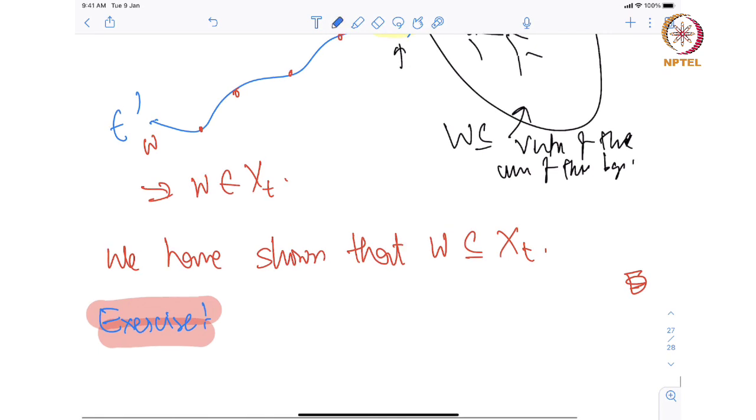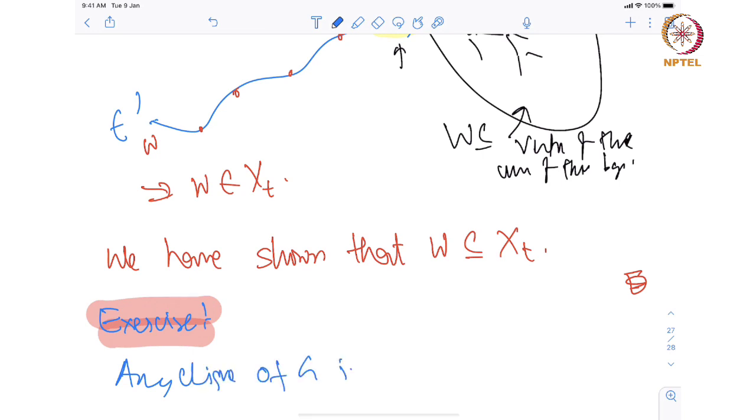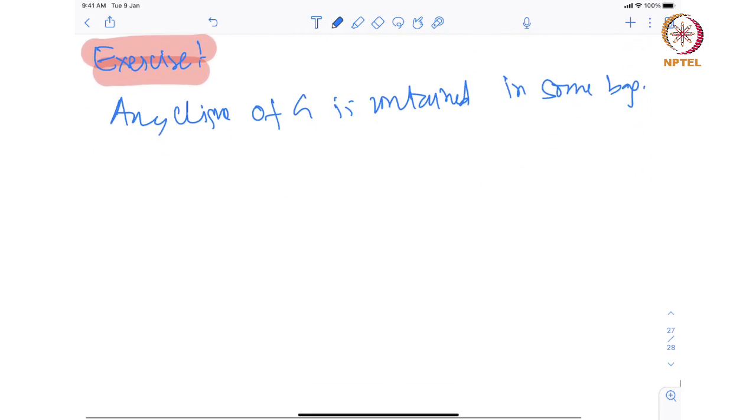So my exercise is to show that any clique of G is contained in some bag. Okay. So now let me prove one last property about tree decomposition.